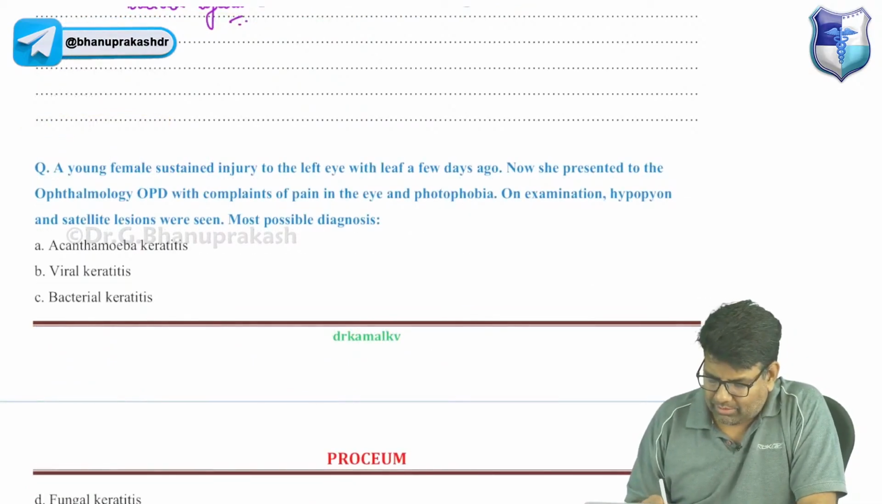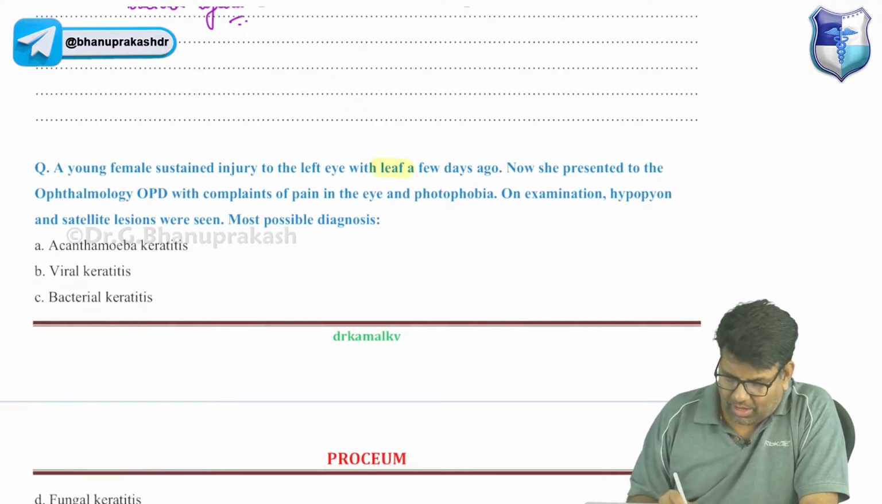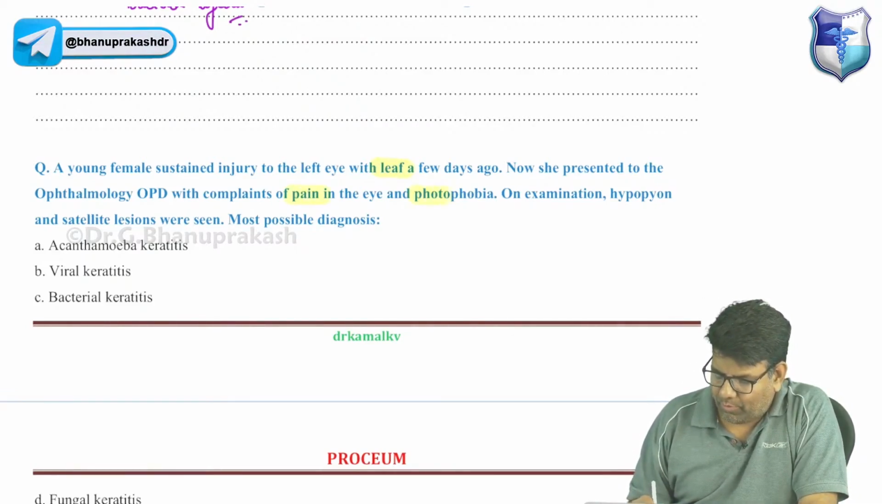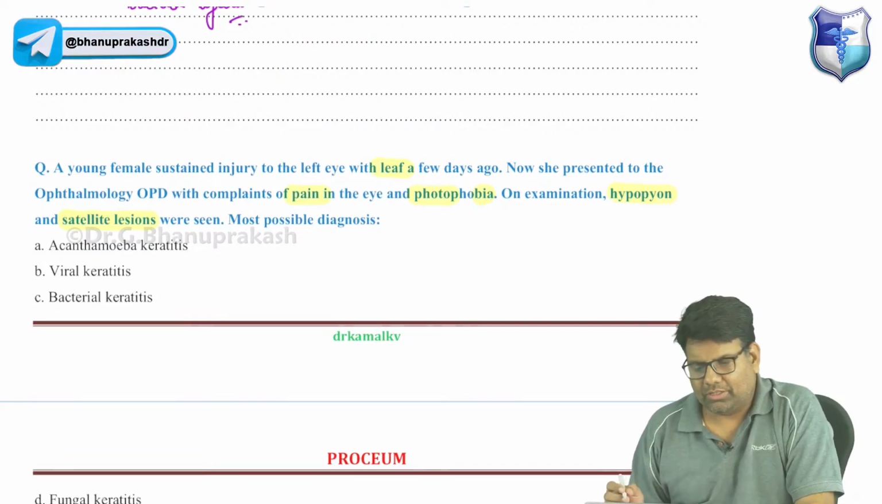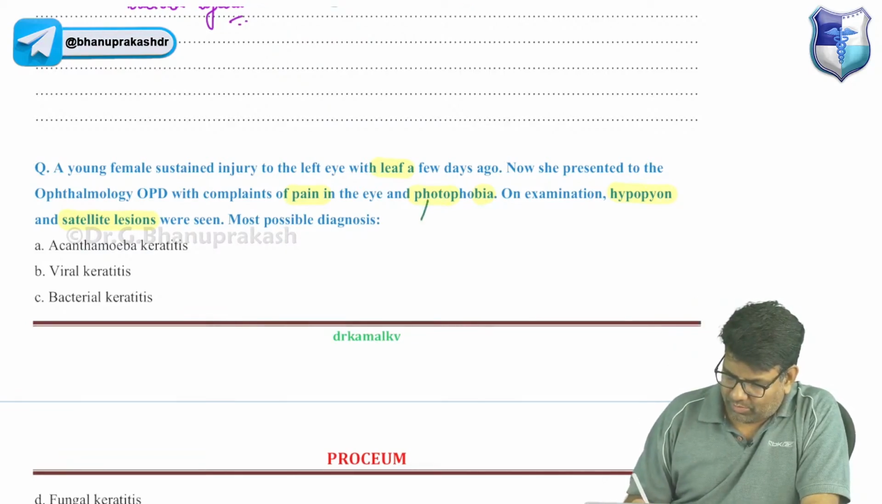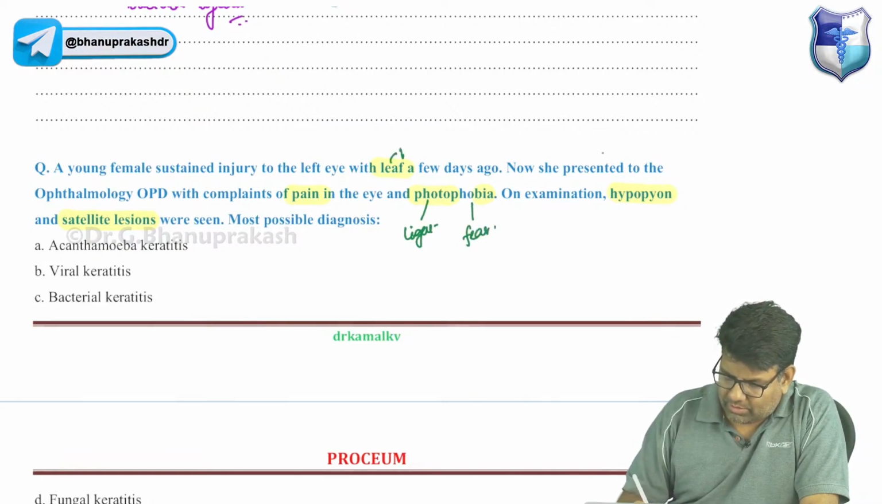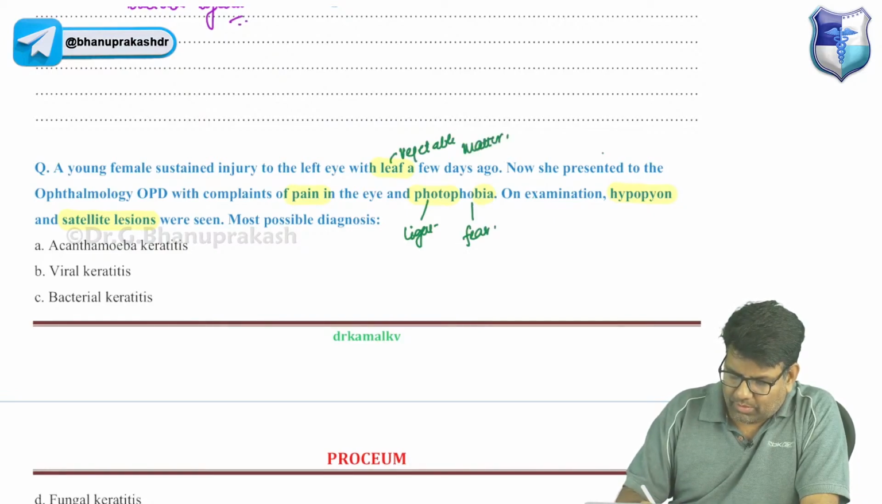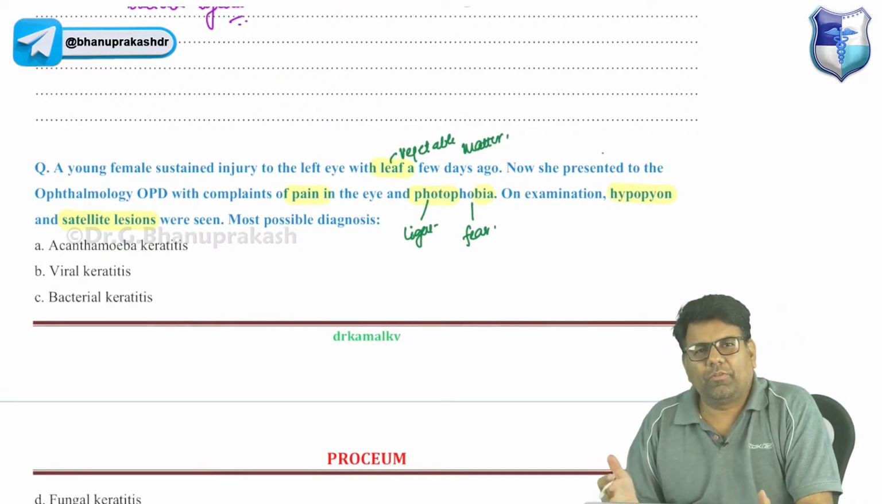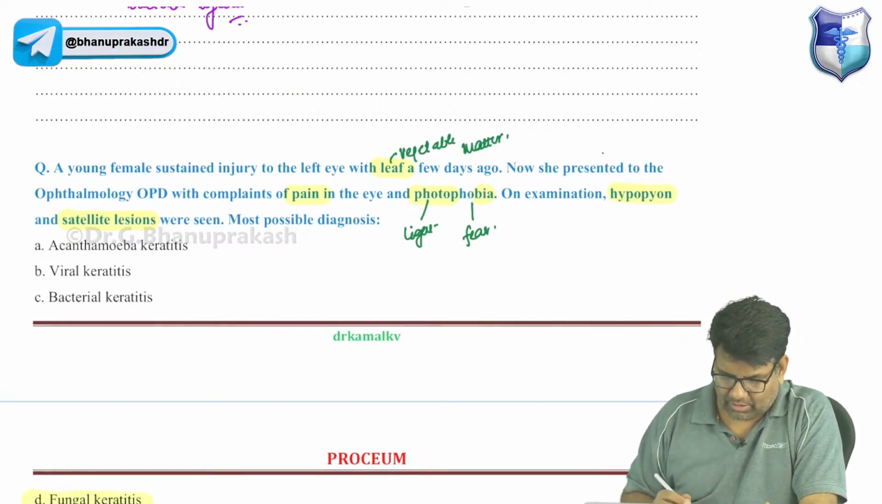A young female had an injury to the eye with a leaf, vegetable matter, and now she is having pain in the eye with photophobia, and we can see hypopyon with satellite lesions. Photo means light, phobia is fear, and this is vegetable matter. So a very classical presentation of a case of fungal keratitis, and the most important clue in making the diagnosis is satellite lesions.